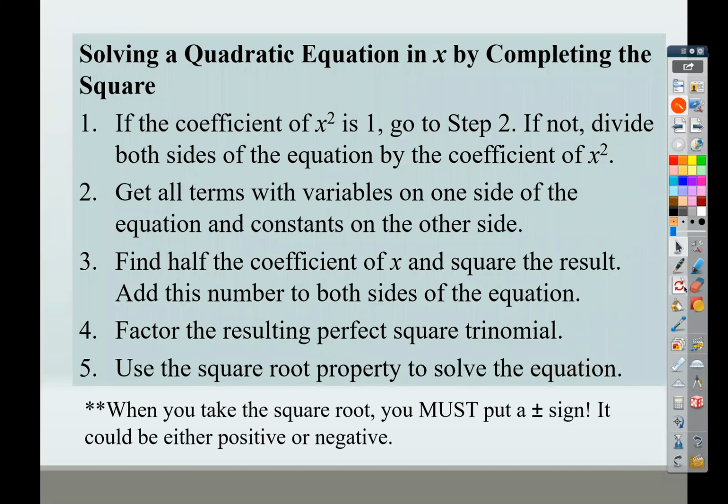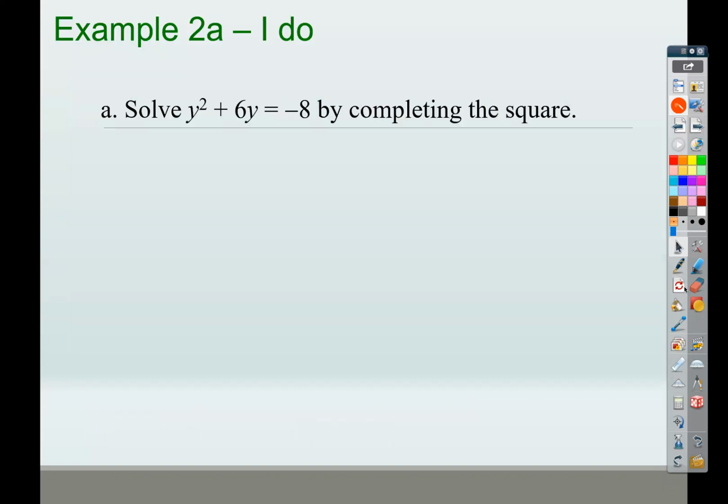To solve any quadratic equation by completing the square: if the coefficient of x squared is 1, go to step 2. If not, divide both sides of the equation by the coefficient of x squared. Get all the terms with variables on one side and all the constants on the other side. Find half of the coefficient of the linear term, so divide by 2 and square it. Add that number to both sides of the equation. Factor the resulting perfect square trinomial, and then use the square root property to solve. Remember, when you take the square root, you must put a positive and negative sign. It could be either positive or negative.